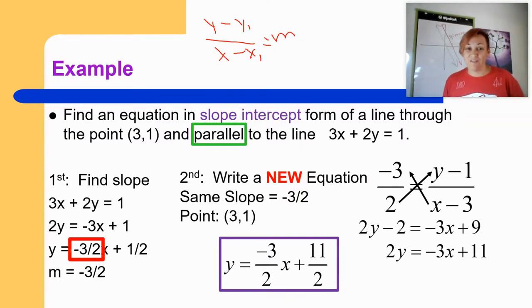Notice that it is different than my equation over here. They have the same slope because they're supposed to, but they have different y-intercepts. So I definitely know these are different equations.